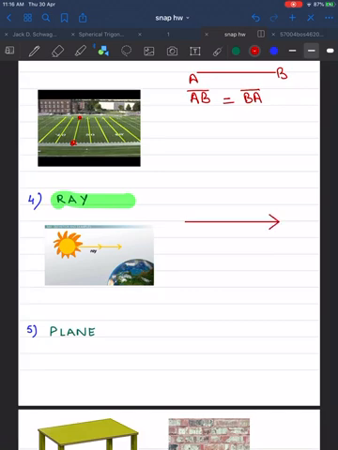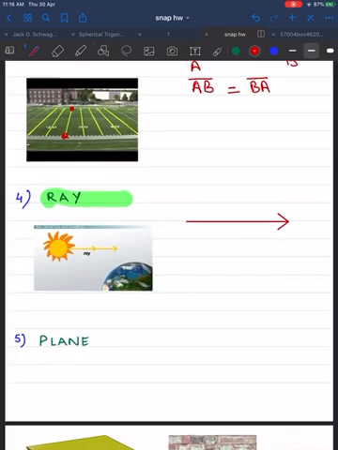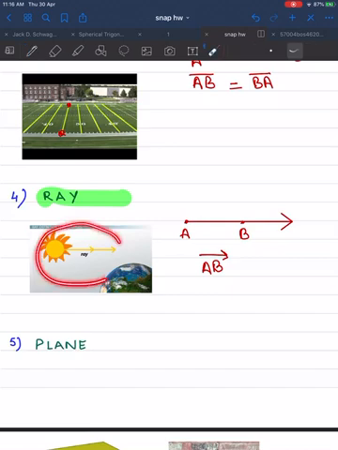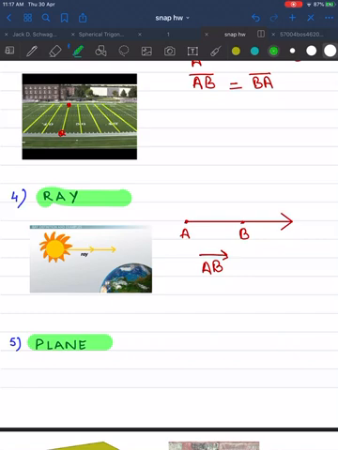Ray. A ray is also a part of a line with one endpoint. Now here you can see one arrowhead. It means it can be extended endlessly only in one direction. It has no definite length. It can be denoted by ray AB. Now here is an example of a ray. Here the endpoint or the initial point is the sun.